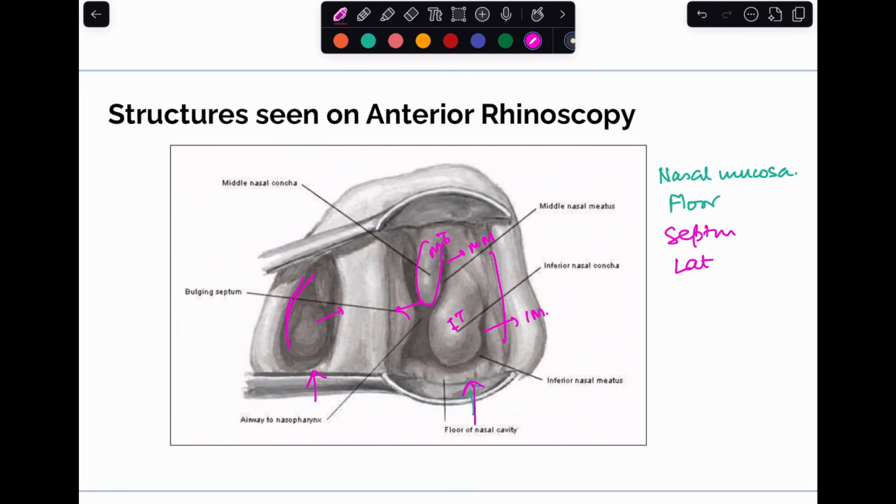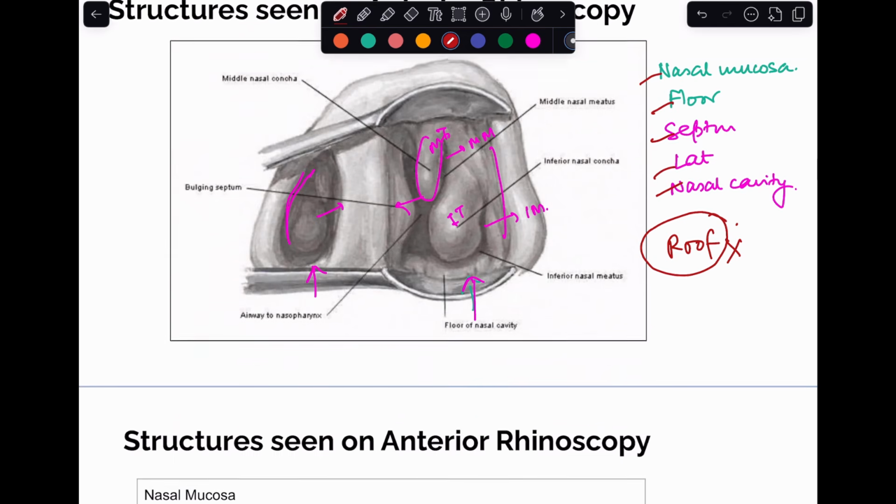And then we'll also look at the nasal cavity. Please do not mention that you can also see the roof of the nasal cavity over here, because no, you cannot see the roof of the nasal cavity by doing anterior rhinoscopy. So this is a no. This is not a structure that you will be seeing on performing anterior rhinoscopy. So these are the 5 things that you will be seeing when you perform anterior rhinoscopy.